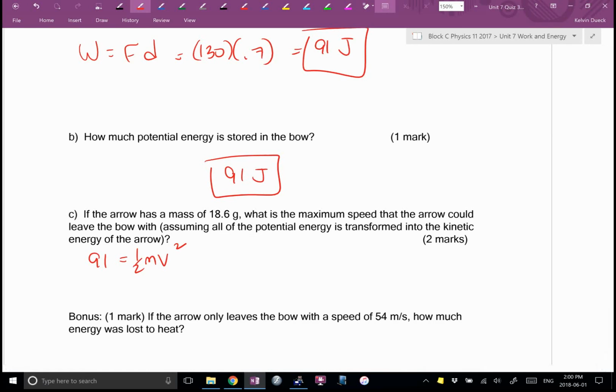How would I get the v by itself? Times by 2, divide by m, square root. Cool. Times by 2, divide by m. 0.0186, square root.